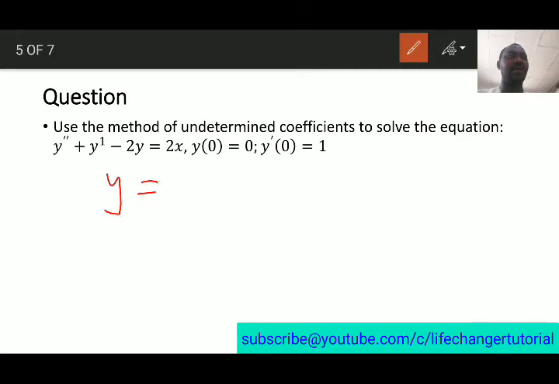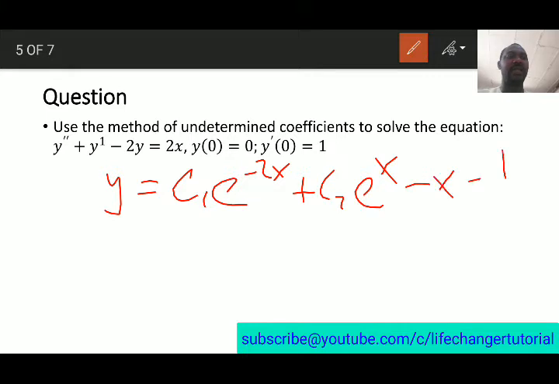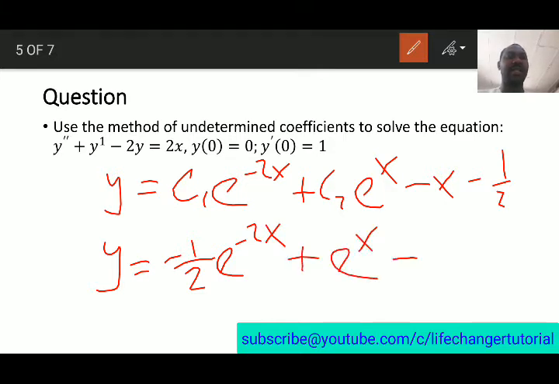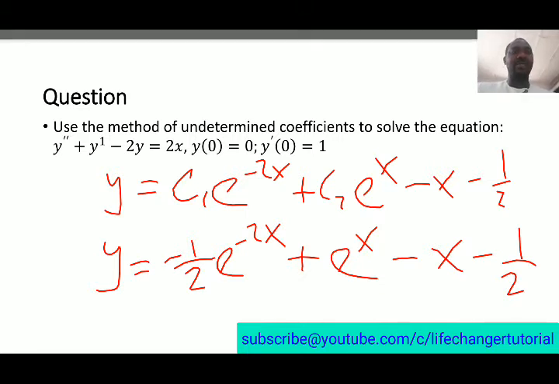Remember, we got that y equal to c1 exponential minus 2x plus c2 exponential x, minus x minus half. So now that we've gotten values for c1 and c2, if we substitute them, we're going to get y equal to minus half exponential minus 2x plus, c2 is 1, so we just write it as exponential x, then minus x minus half. This is the answer to that question. Quite interesting. Okay, so we are going to look at one more example.